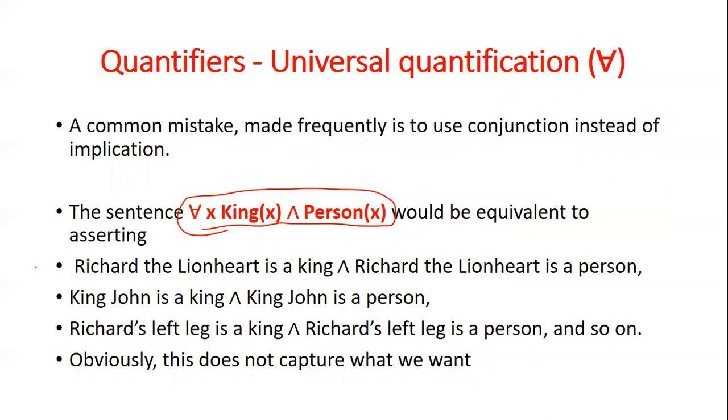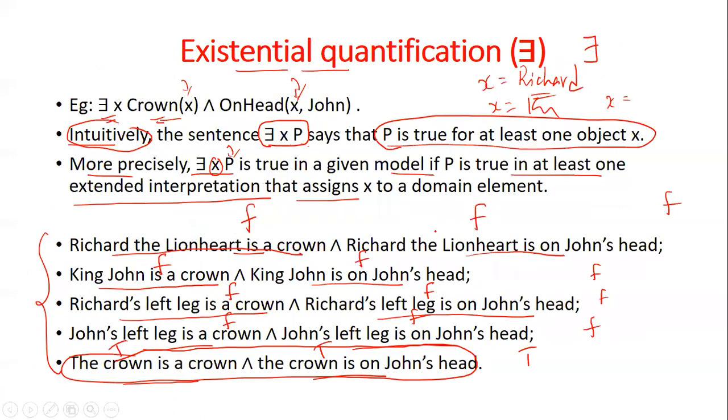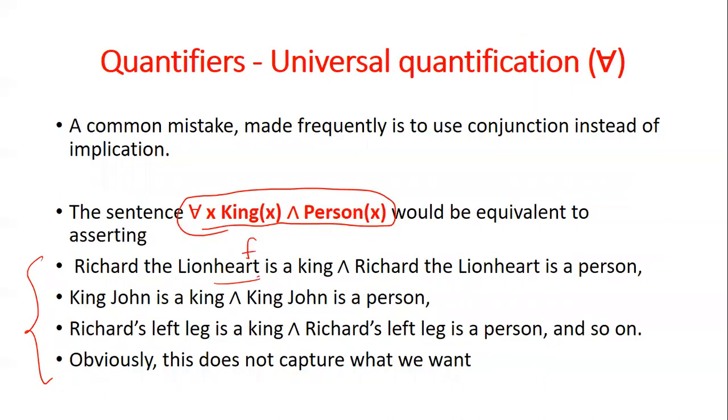Here, if you use and for all these things, you won't get true. Richard the Lionheart is a king. This is false, because as per our representation, only John is the king. Richard is not the king. And Richard the Lionheart is a person. Yes, he is a person, the attribute is attached to him. But still, false and true is false. King John is a king. True. King John is a person. True. True and true is true.